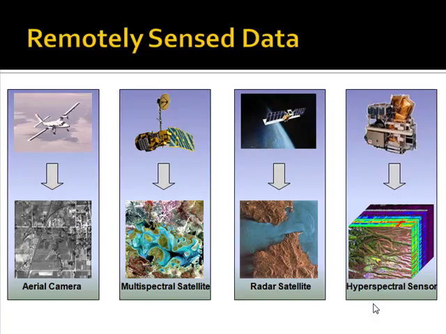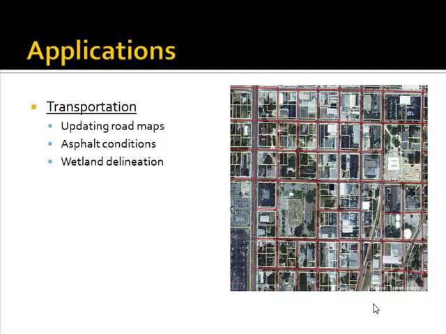Remotely sensed data comes from a variety of sources. Aerial cameras and multispectral satellites are perhaps the two most common. Radar satellites and some cutting-edge experimental sensors, such as hyperspectral systems, are a bit less common. There are a variety of uses for remotely sensed data. It's more than just a pretty backdrop in our GIS.